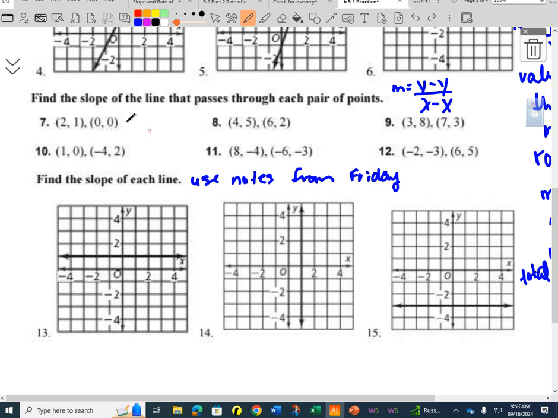I did one of these, 7 through 12. Anybody have a preference which one you want me to do? I think I did 7 or 10. Can we do one of those together? Whatever we do now is less for you to do at home, right?